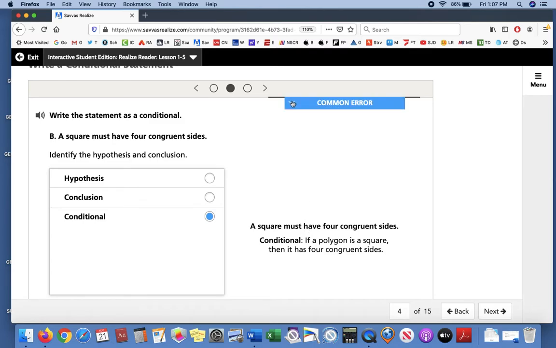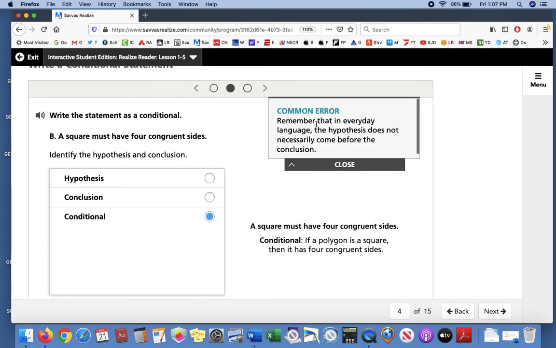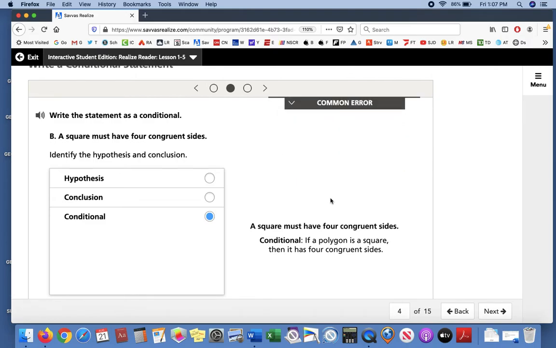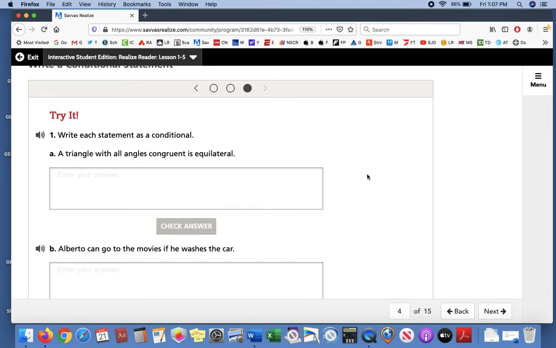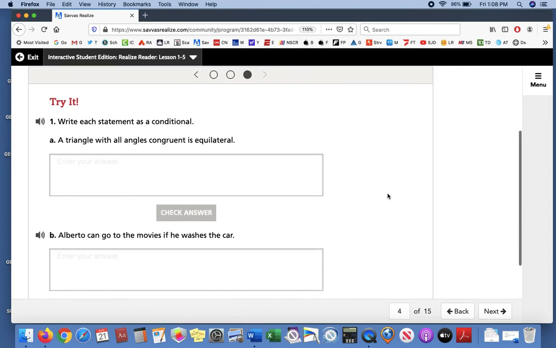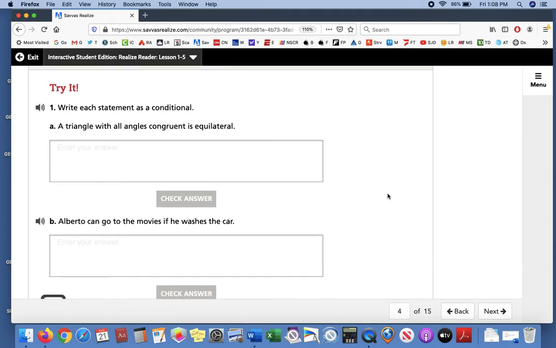All right, what's this common error? Remember that in everyday language, the hypothesis does not necessarily come before the conclusion. Yeah, it doesn't always come before the conclusion. We could have, I guess, hopefully we can have an example of that later. Moving on. All right, here's where we try it. Here are 2 statements. They want you to write them as conditionals. Hit pause, try them out, and then push play when you're ready.